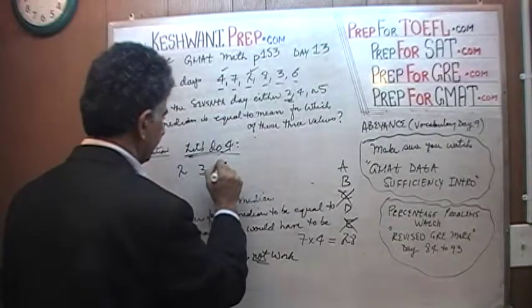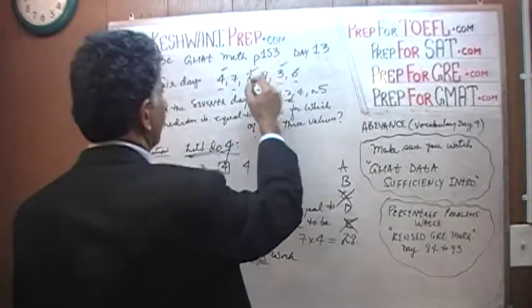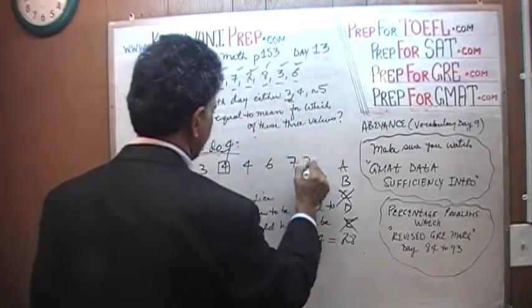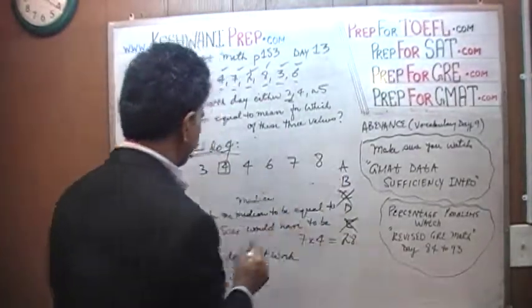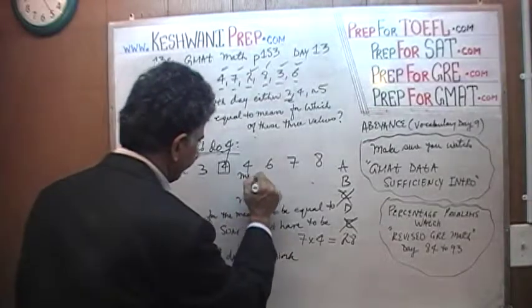3, and then the 4, which is this guy right here, and then the 4 that they give us, and then 6, 7, and 8. In this case, the median is going to be the middle guy right here. This is the median.